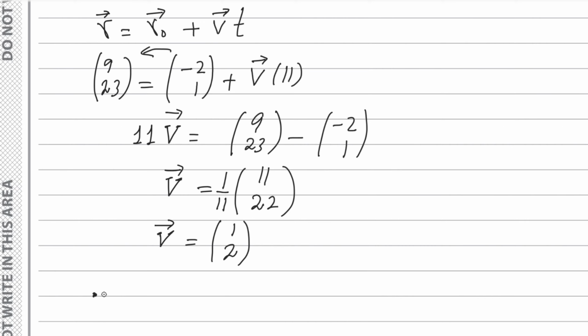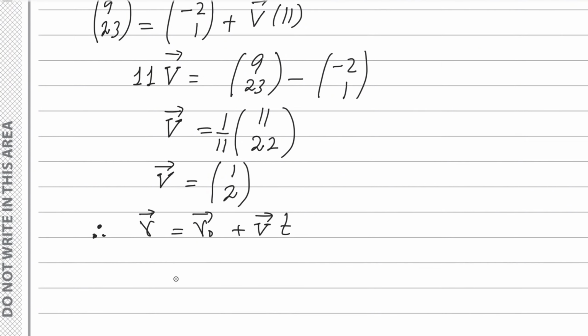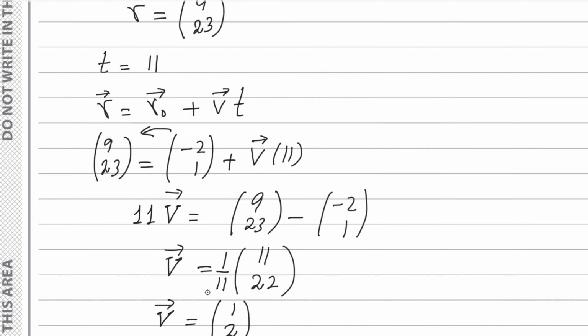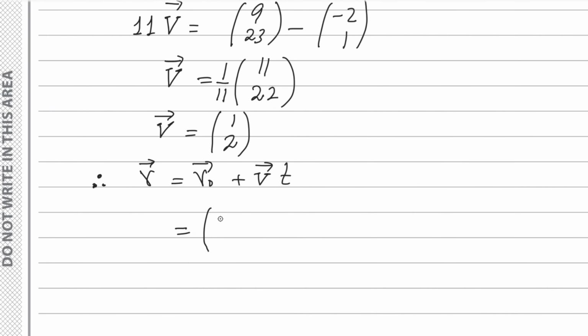Now plug this value into the standard formula of the vector equation, r equals r naught plus vt. Here r naught is given: -2 and 1, plus v, which we just got, that is 1 and 2, and t we keep as is. This is after some time, like after 1 second, 2 seconds, 11 seconds, whatever the time is. You can find the position of the robot R.